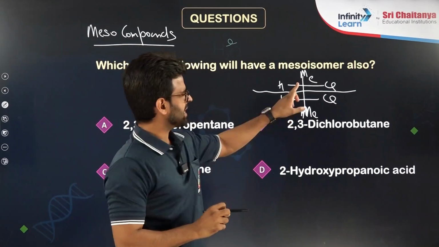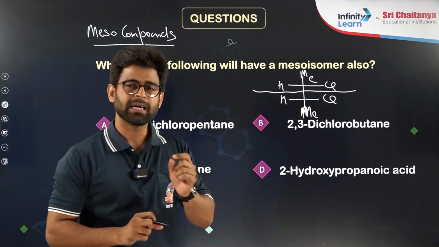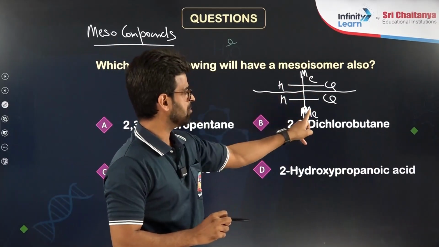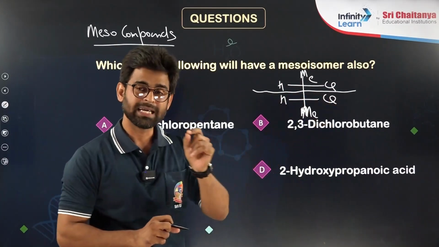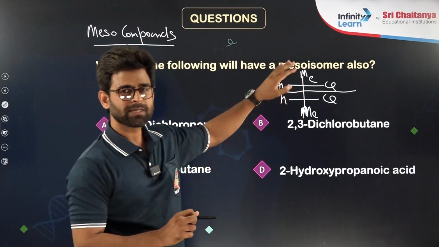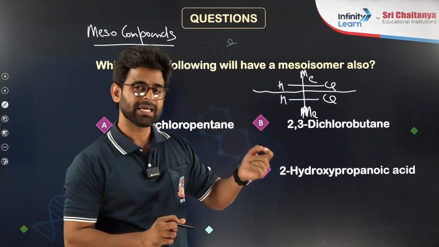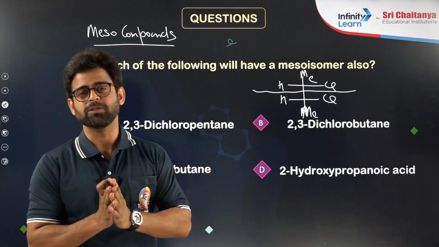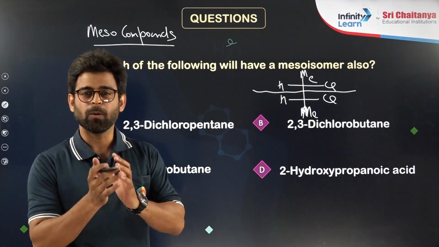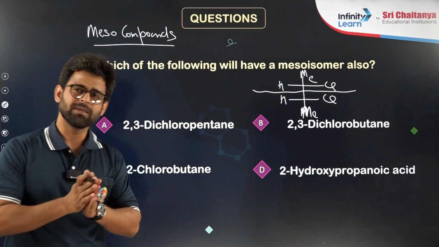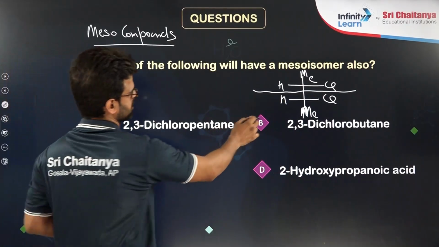First of all, check that the upper chiral carbon and the lower chiral carbon have the same groups, like the upper has methyl, chlorine, hydrogen, and the lower has methyl, hydrogen, chlorine, and then check the RS configuration. If both chiral carbons have the same groups and one of them is R and the other is S, then yes, it is meso. They cancel the optical rotation of each other and the net optical rotation will be 0. That's why you can say yes, it is meso, right?